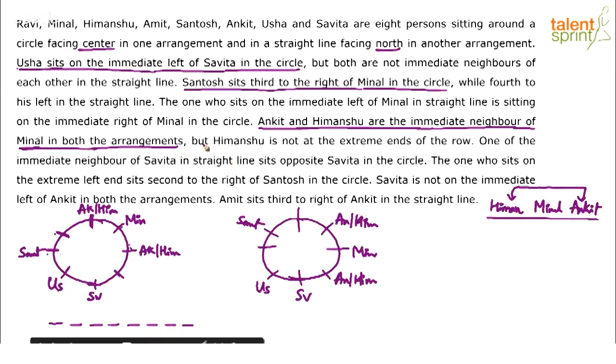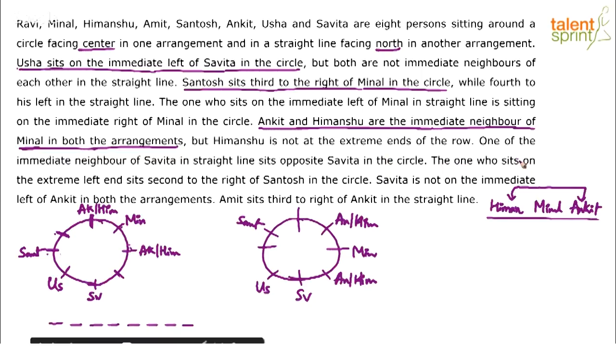Now there's one more statement given that Himanshu is not at the extreme ends of the row. We have not done anything with respect to the linear arrangement so far, right? We have only tried to do the circular arrangements, and we have got two possibilities here, right? Case 1 and case 2. Now read the other statements. What else is given? The one who sits on the immediate left of Minal in straight line is sitting on the immediate right of Minal in the circle. So I think this point will help us find out where is Ankit and where is Himanshu, right? We'll use that later. Next, one of the immediate neighbours of Savita in straight line sits opposite to Savita in the circle. This again is not very useful immediately.